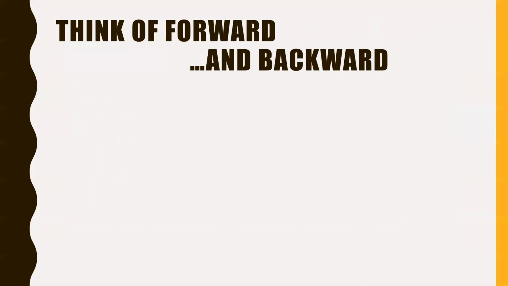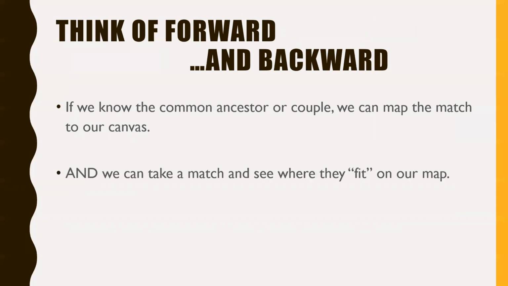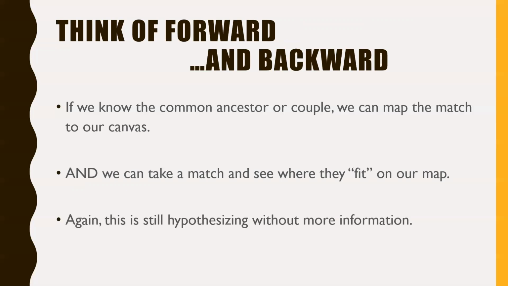So make sure you're thinking about forward and backwards, because if we know the common ancestor or couple, we can map that match to our canvas. But we can also take the match and see where they fit on our map. So where is it that that person has DNA overlapping with people I've already identified as having Samuel and Margaret as ancestors? And again, this is still hypothesizing without further information.